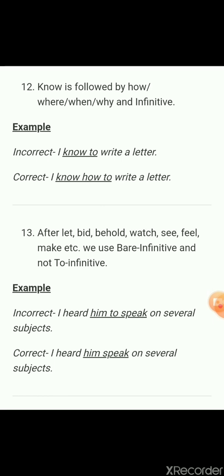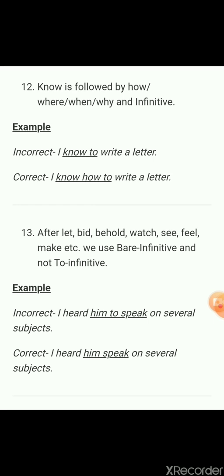Rule number 13. After let, bid, behold, watch, see, feel, make, etc., we use the bare infinitive and not the to infinitive. For example, I heard him to speak on several subjects. Is it correct or incorrect? Yeah, of course, it's incorrect. I heard him speak on several subjects.